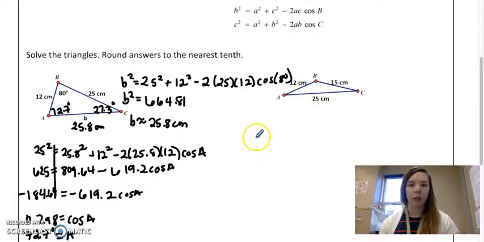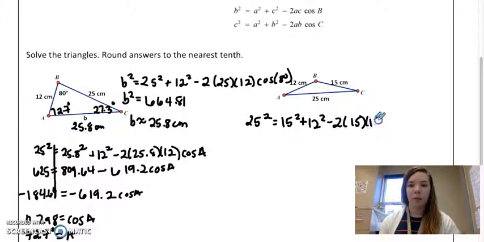So we'll do B squared, which is 25 squared, equals A squared plus C squared minus 2 times A times C cosine of B. Okay, and then I'm going to solve this like I just did the last one. So I have 625.